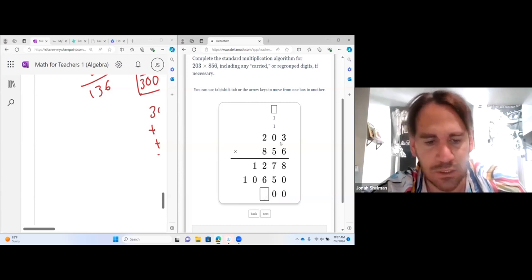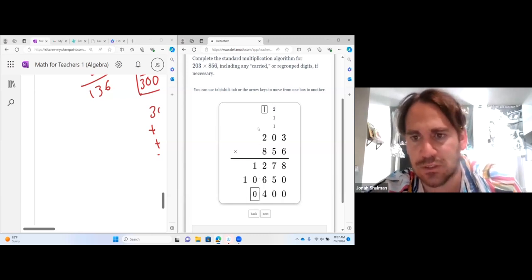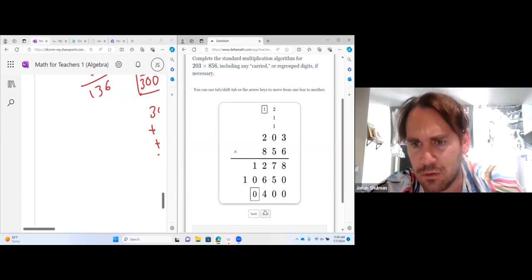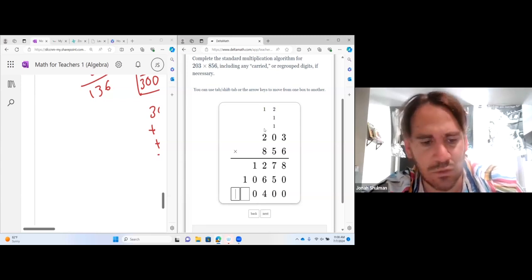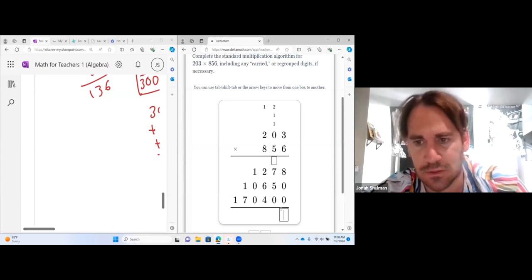8 times 3 is 24, so we need a 2 there. 8 times 0, 0 plus 2 is 10, so we need a 0, carry the 1. And 8 times 2 is 16, plus 1 is 17. So I think I did this right. That's 8.